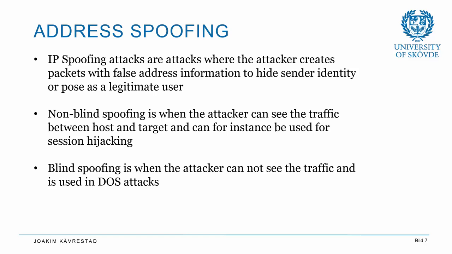And usually we do this because we want to have some kind of privileges that legitimate users have. So we can do this IP spoofing either non-blind or blind. Non-blind spoofing is when we, as the attacker, can see the traffic between the host and target. And we can, for instance, use this for session hijacking. So, for instance, there may be an established TCP session, and we want to hijack the session in between and be one of the parties in that session.